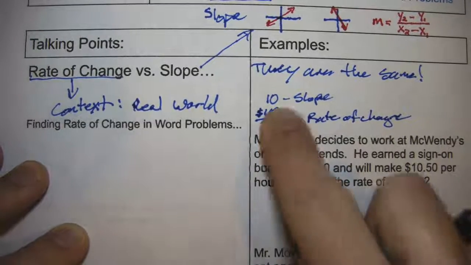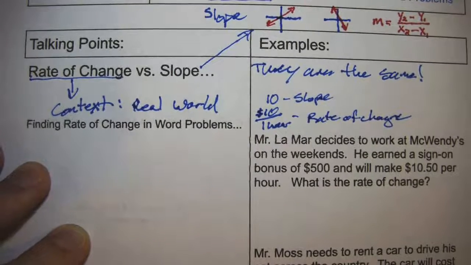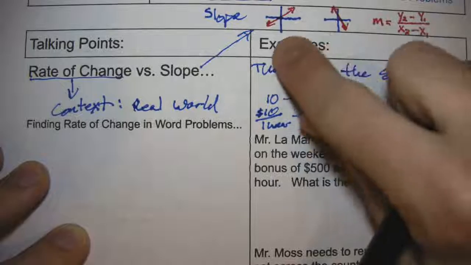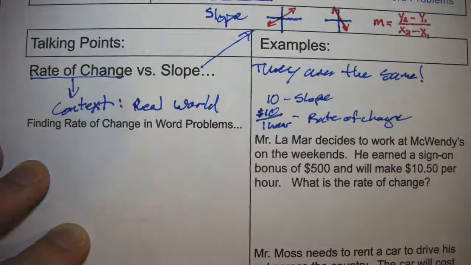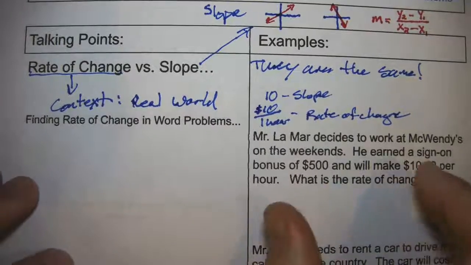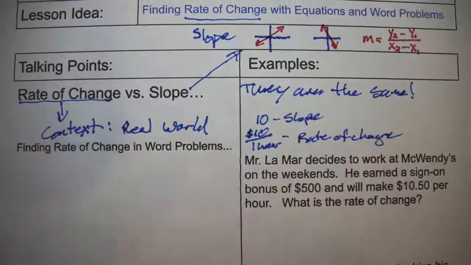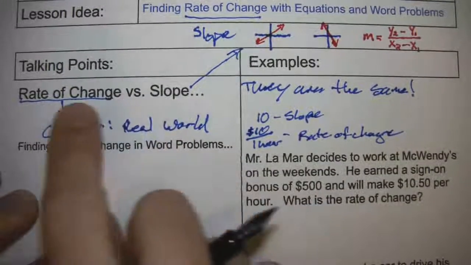I'm making $10 for every hour that I work. All right, suddenly I know exactly what that number 10 means. It's not just some random slope describing some random line on the page. It has real world meaning. So today we're going to focus on word problems and equations to help us find this idea of slope or rate of change. Now you'll understand, I will interchange these two words.